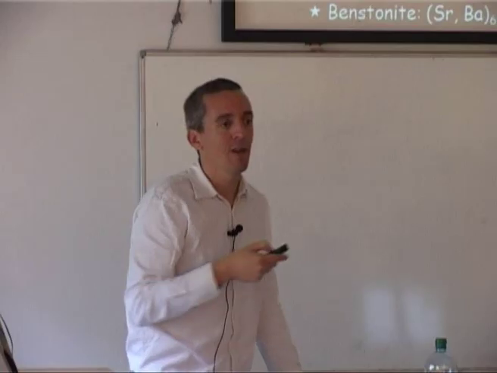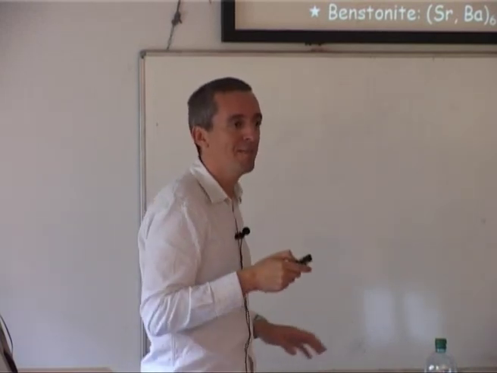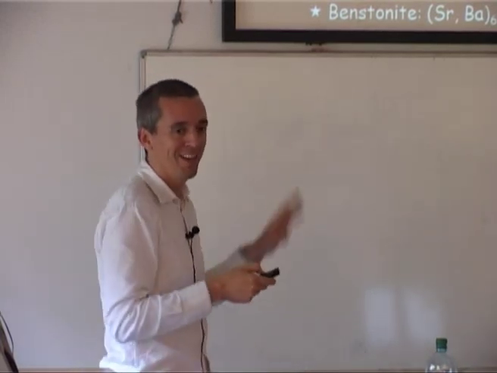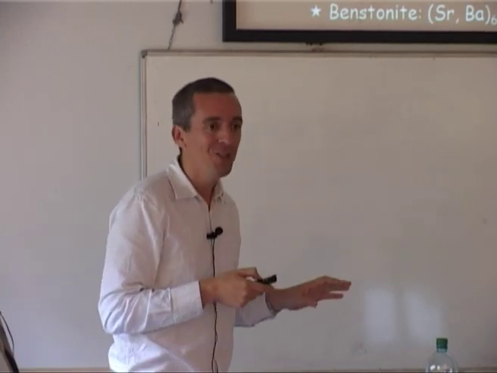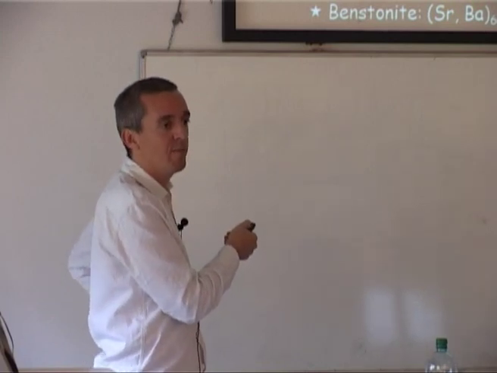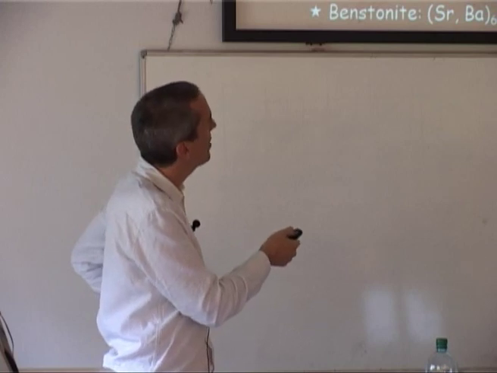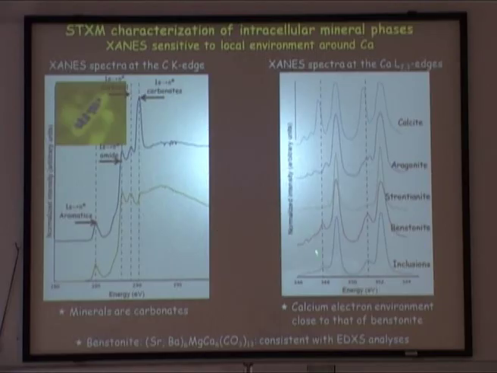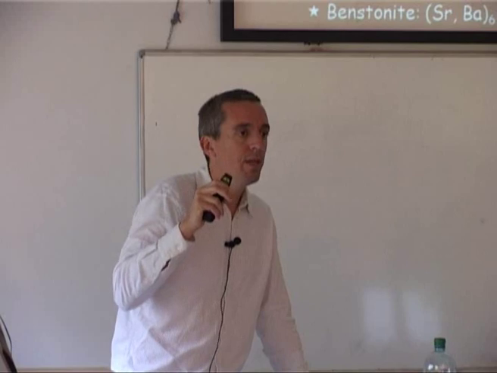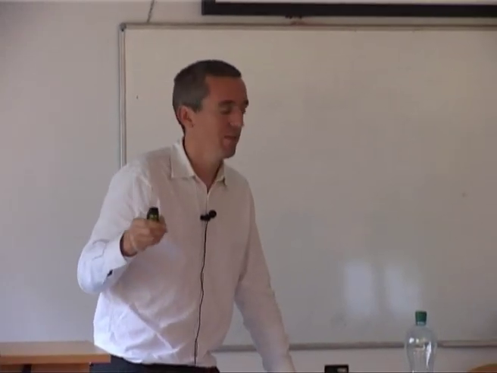Benstonite, I don't know if you ever heard about that mineral. Six months ago, I didn't know anything about that mineral. I don't know much more now because it's a very unusual mineral, actually. But the funny thing is, this is the composition of benstonite: strontium, barium, magnesium, calcium, carbonate. It looks exactly the same spectrum at the calcium L-edge. So here we have cyanobacteria that form intracellular, amorphous, benstonite-like minerals.